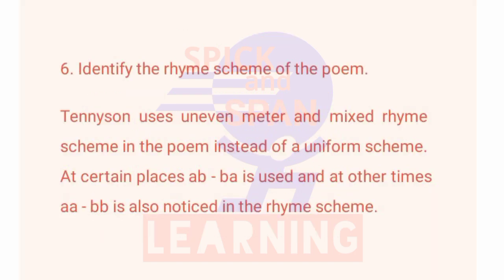Question number 6. Identify the rhyme scheme of the poem. Answer. Tennyson uses uneven meter and mixed rhyme scheme in the poem instead of a uniform scheme. At certain places, ABBA is used, and at other times, AABB is also noticed in the rhyme scheme.